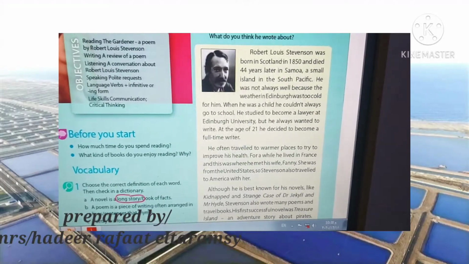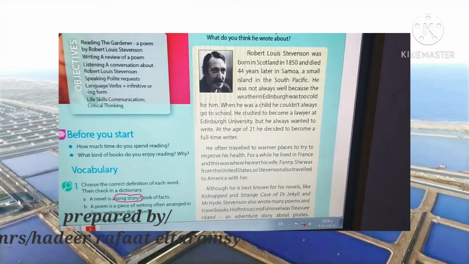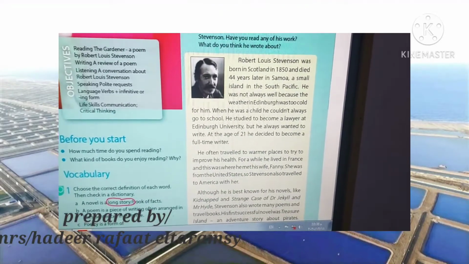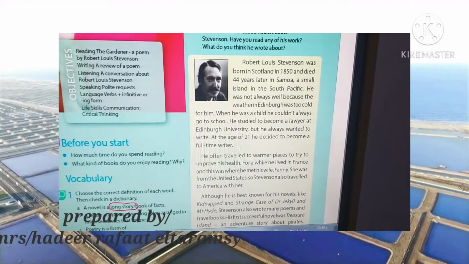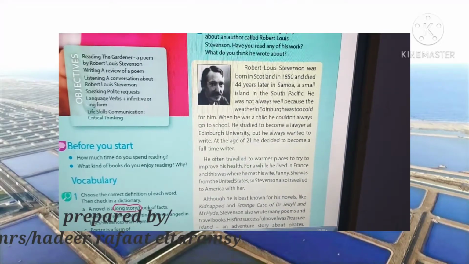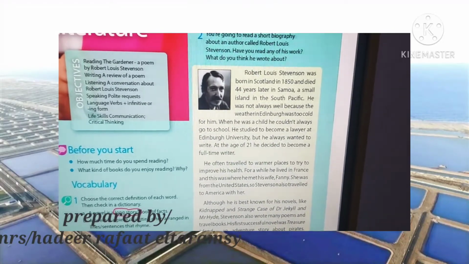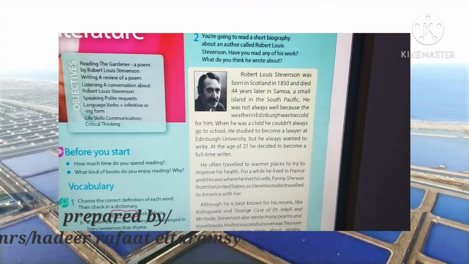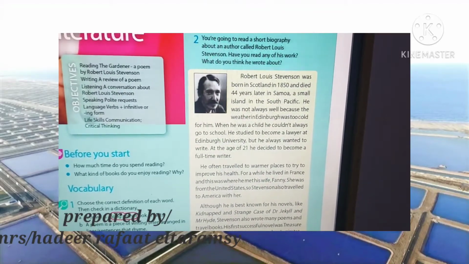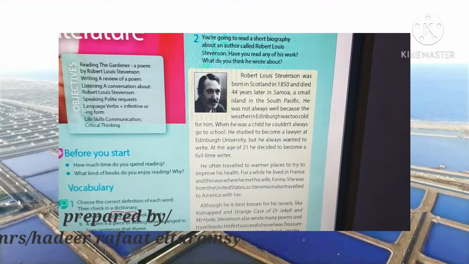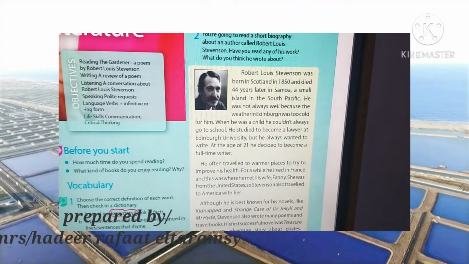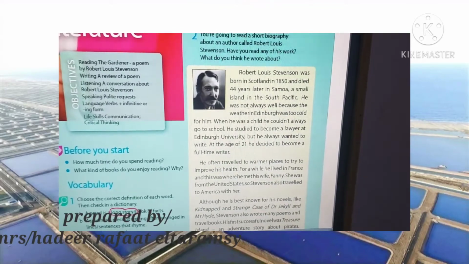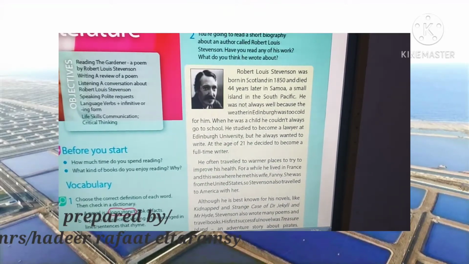He often traveled to warmer places. مناطق أدفى من اللي هو كان عايش فيها، لأن هو كان عايش في منطقة برد جدا. We said warmer places to try to improve his health. For a while, he traveled in France and this is where he met his wife Fanny. She was from the United States, so Stevenson also traveled to America with her.